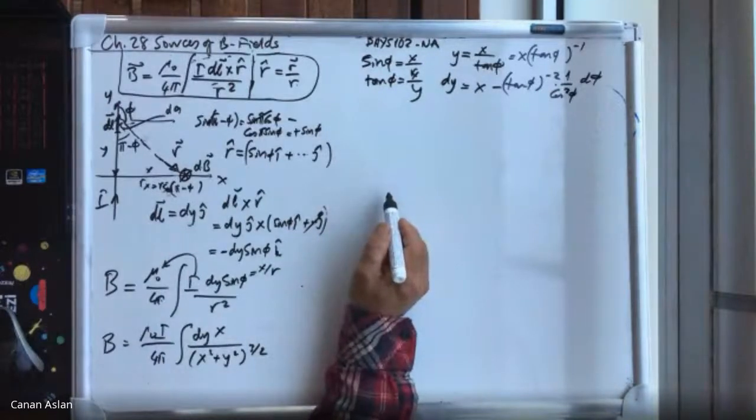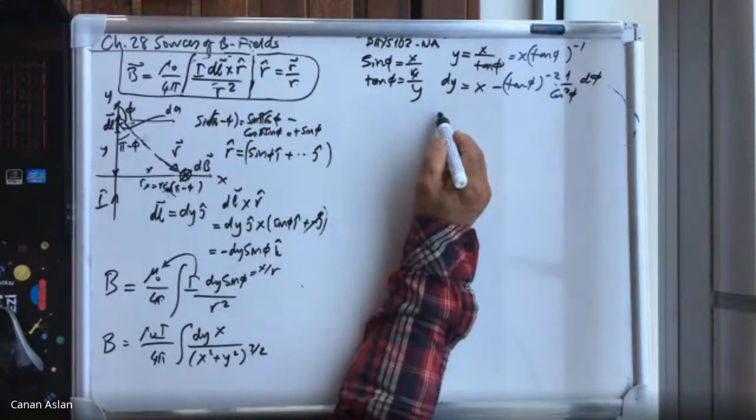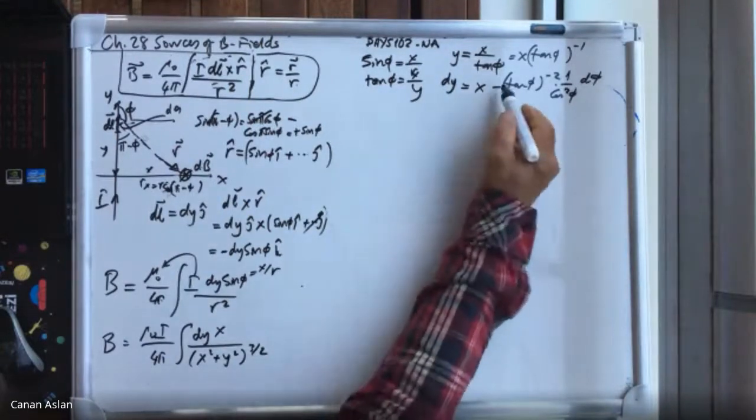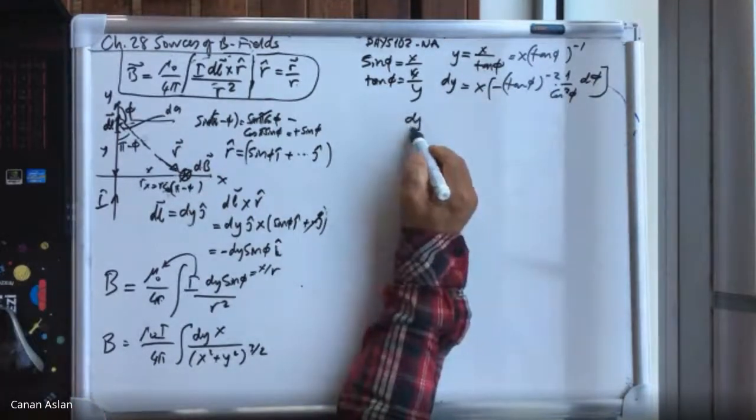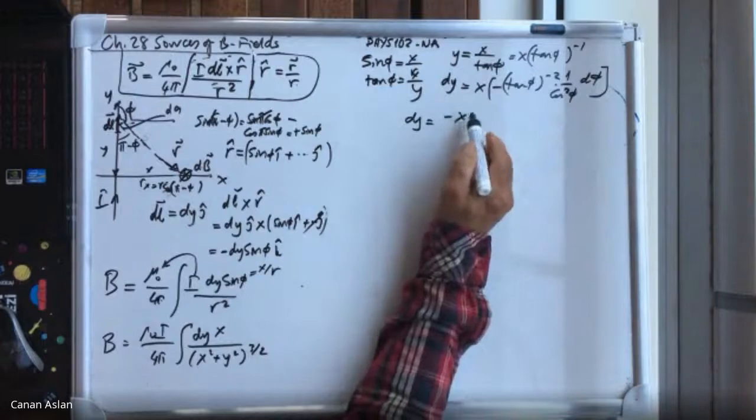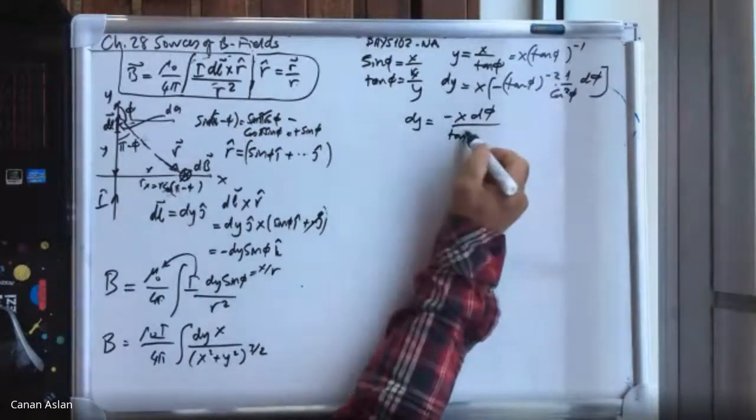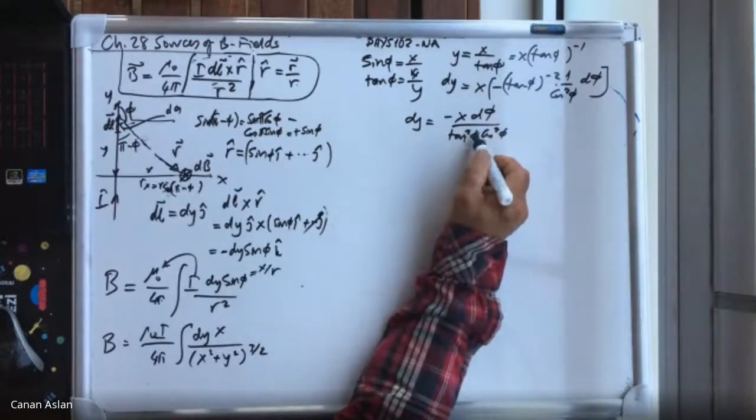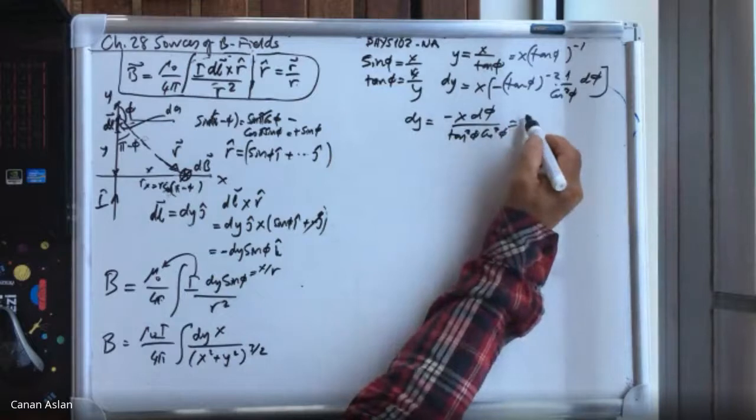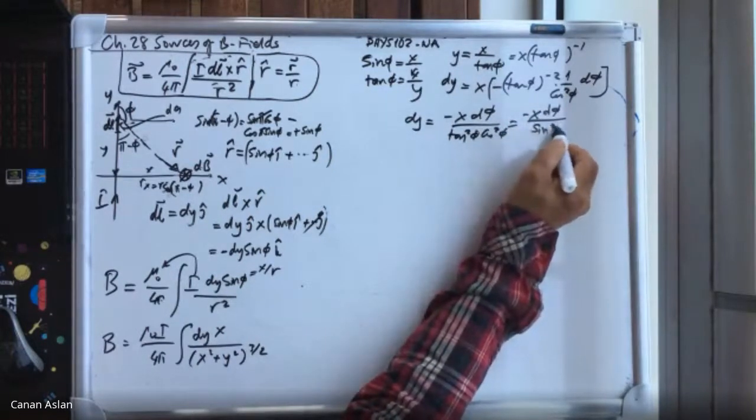When you do this, you see that you now have this minus sign. Don't forget the minus sign there. So dy will be equal to minus x d phi divided by tangent squared phi, times cosine squared phi. But since tangent is sine over cosine, the cosines cancel, and it gives you minus x d phi divided by sine squared phi.